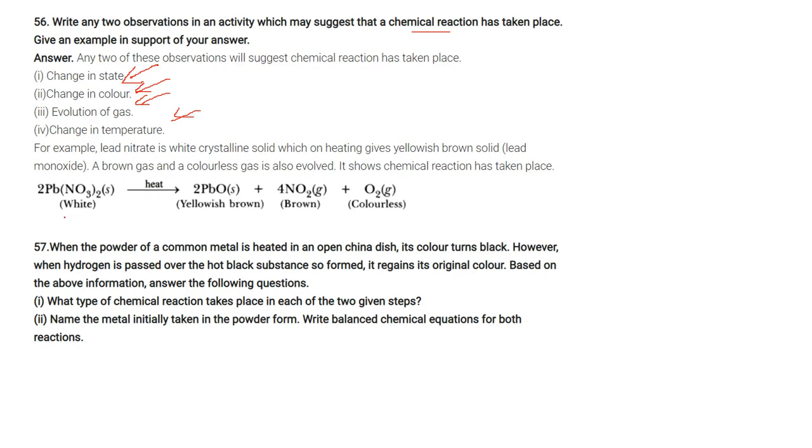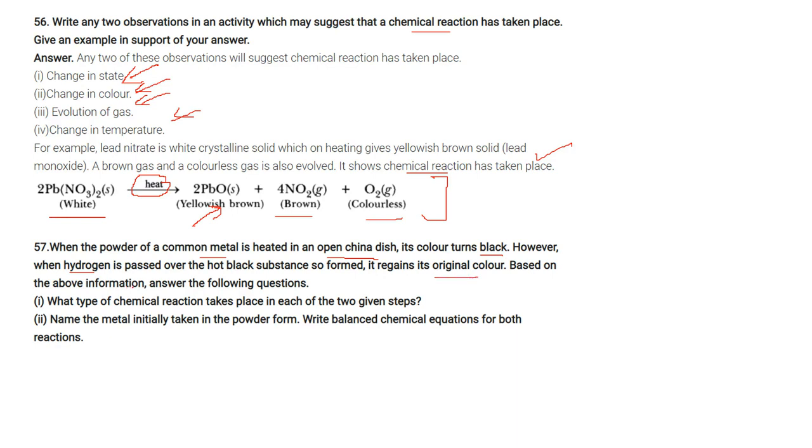Let us take an example: lead nitrate, Pb(NO3)2. It's a white crystalline solid, and when we heat this, it gives you a yellowish brown solid which is lead monoxide. A brown gas and a colorless gas are also evolved, and this shows a chemical reaction has taken place. When the powder of a common metal is heated in an open china dish, it turns black. However, when hydrogen is passed over the hot black substance so formed, it regains its original color.